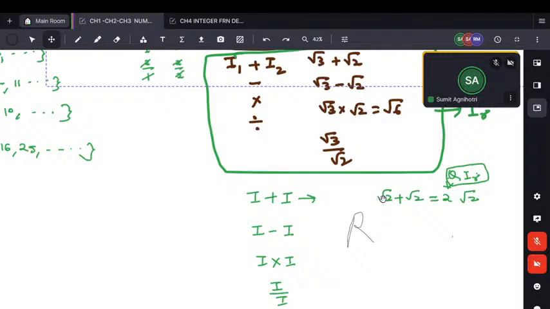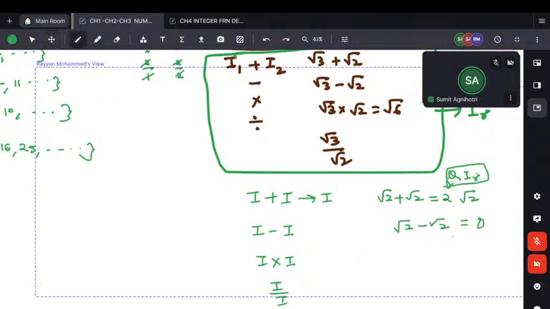But if you are subtracting two same irrationals, like root 2 minus root 2, what will you get if you subtract two same quantities? It will be 0. And do you think 0 is rational or irrational? Think and then tell. Can you write 0 as P by Q, where Q is not 0 and P and Q are integers? Yes, we can: 0 by 1, where 0 and 1 both are integers. Since it follows the definition of rational, it is rational. That means here you will get rational.